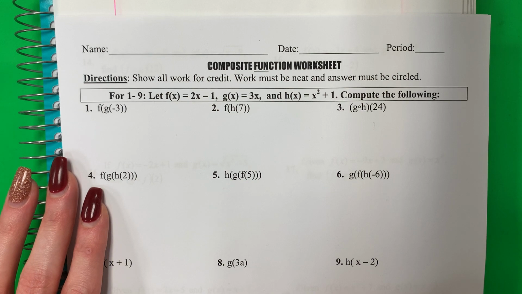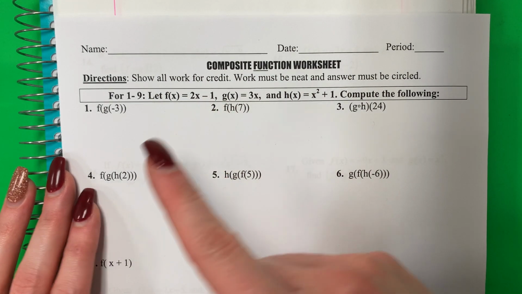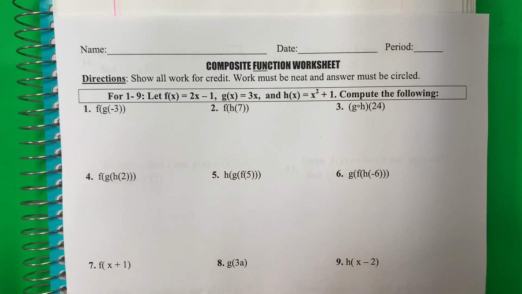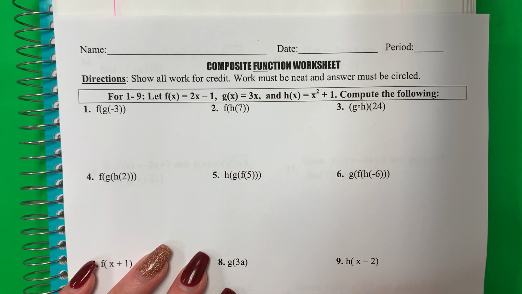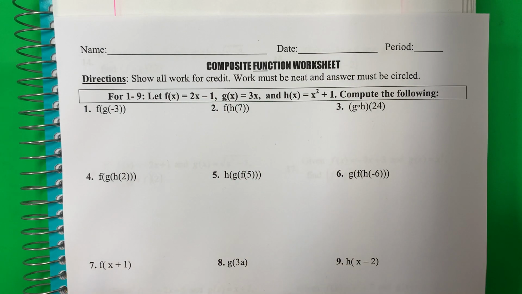A composite function is whenever we have to do a plus, minus, multiply or divide, addition, subtraction, multiplication, or division for two or more functions at the same time.